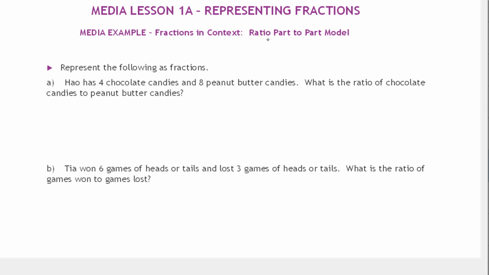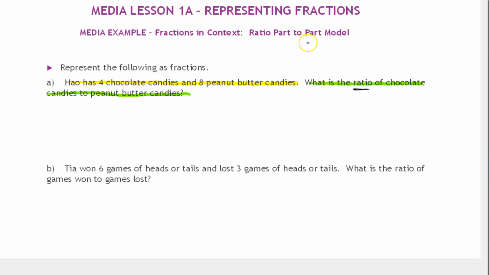Okay, so here's our question. Let's highlight important information. Abby has 4 chocolate candies and 8 peanut butter candies. So that's our given information. What is the ratio of chocolate candies to peanut butter candies? So notice in this problem, the question asks for the ratio of chocolate candies to peanut butter candies. The other ones were asking for the fraction.